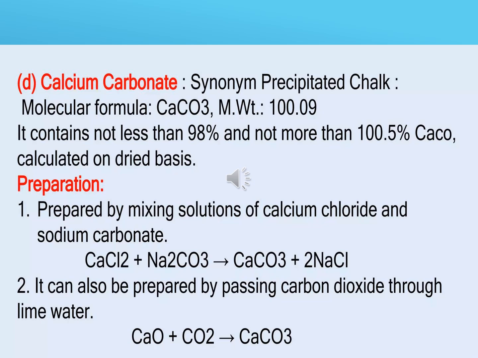Next example, calcium carbonate. Synonym: precipitated chalk. Molecular formula CaCO3, molecular weight 100.09. It contains not less than 98% and not more than 100.5% calcium carbonate, calculated on dried basis. Preparation: prepared by mixing solutions of calcium chloride and sodium carbonate, which gives calcium carbonate plus sodium chloride. As a second example, it can also be prepared by passing CO2 through lime water, so we will get calcium carbonate.